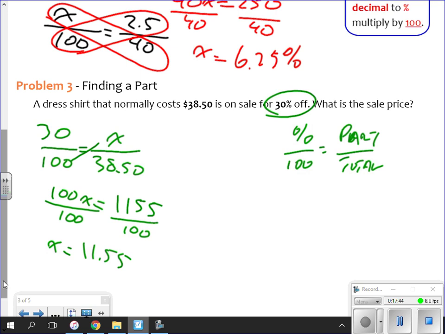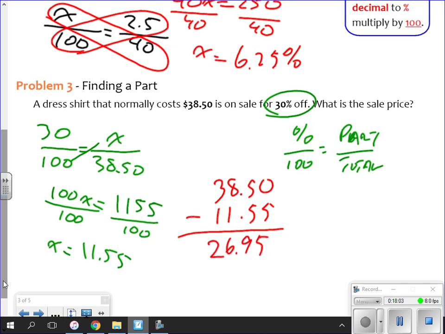Subtract. I take the original cost, $38.50, and subtract the $11.55. You got your calculator? Somebody do that for me, I'm being lazy. $26.95. If I'm figuring out how much money I'm spending, it would be $27, but that's okay. This is what we really want to have.